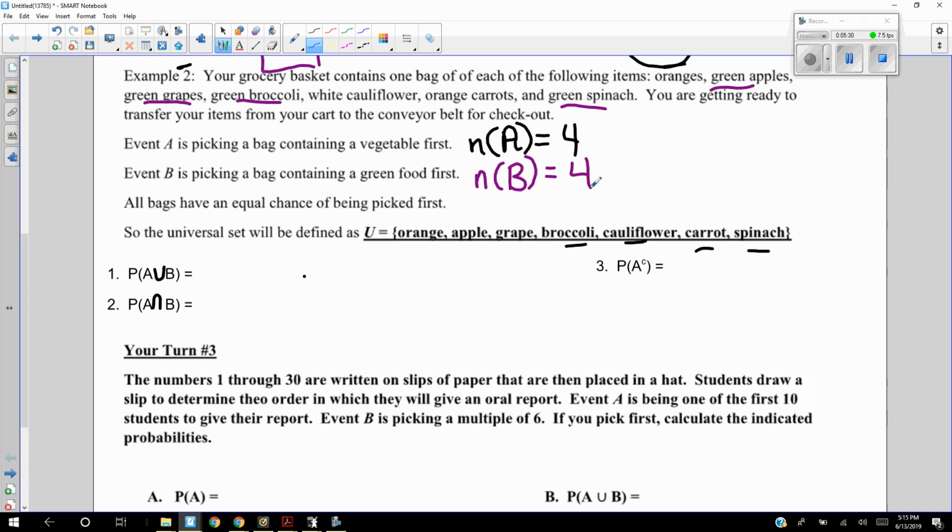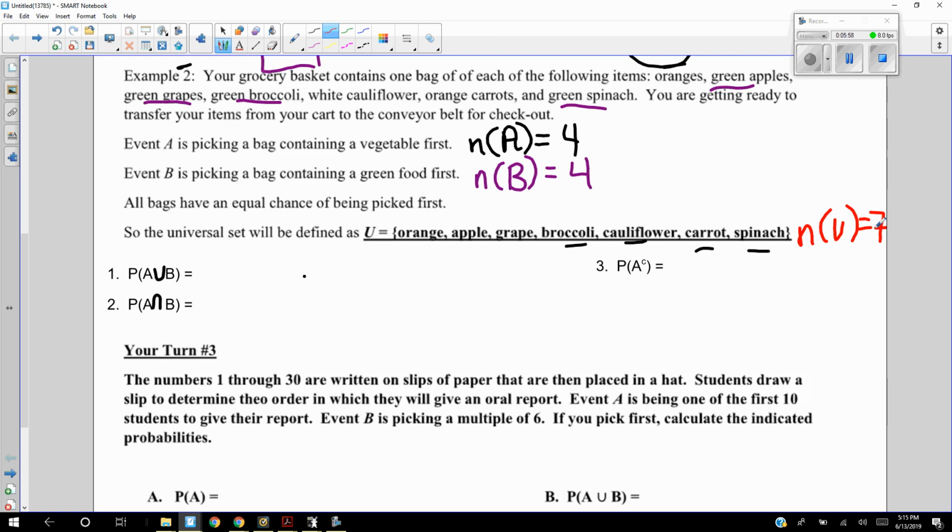It says all bags have an equal chance of being picked first. That's what makes this theoretical probability. The universal set will be defined as all of the items together. So all together, again, we have 7 items. So the number of elements in set U is 7. That's basically going to be the bottom number of all of our theoretical probability fractions.